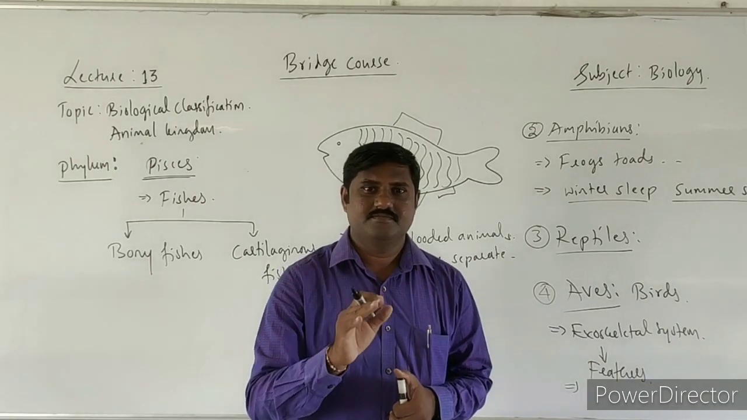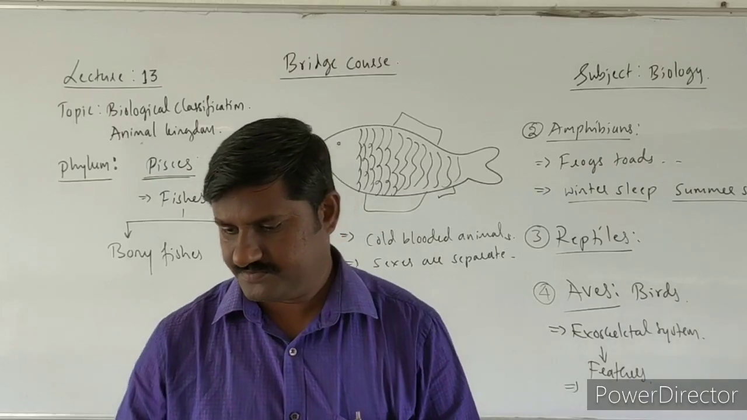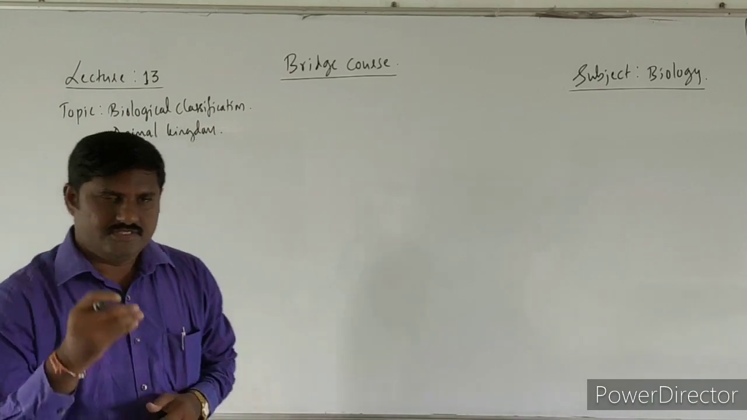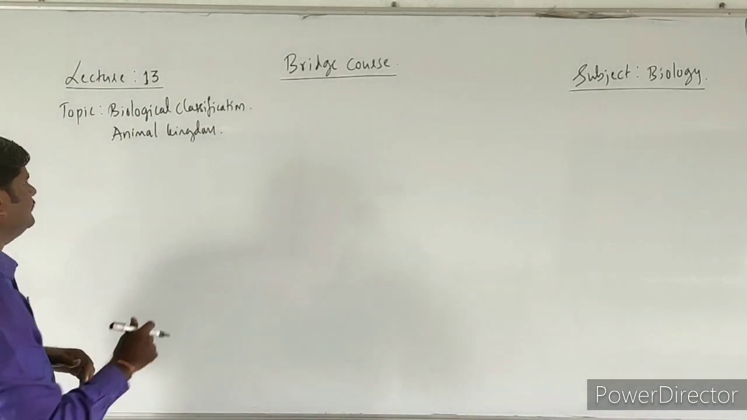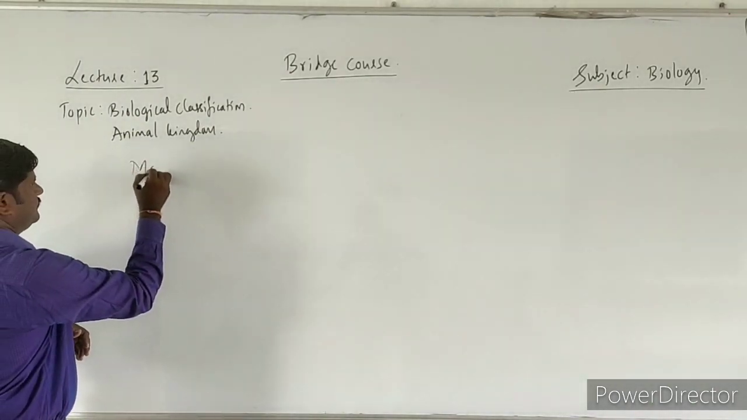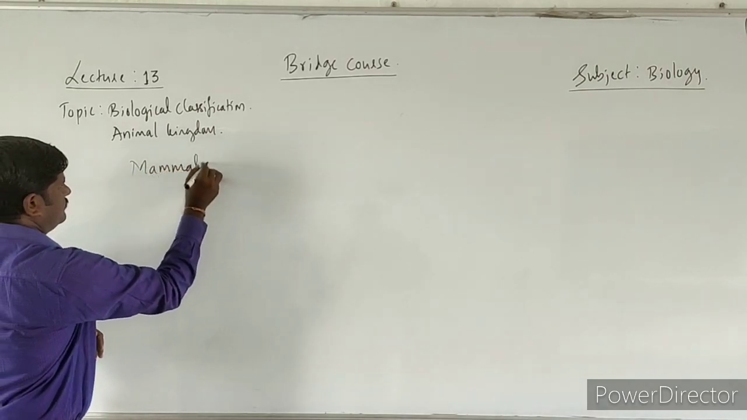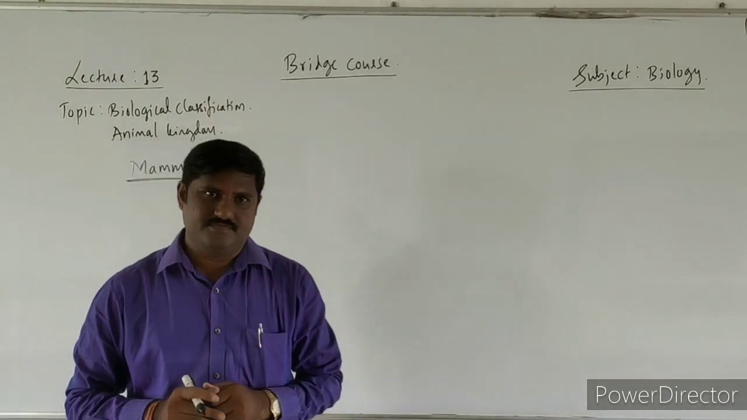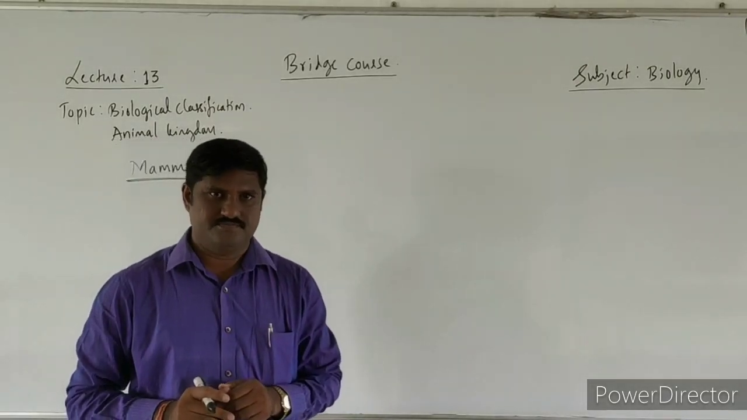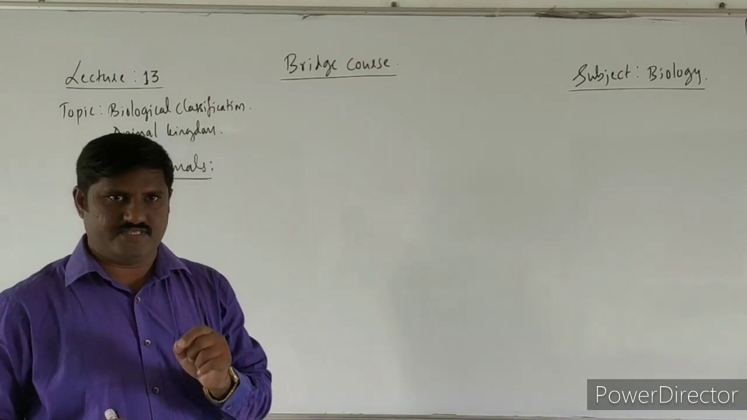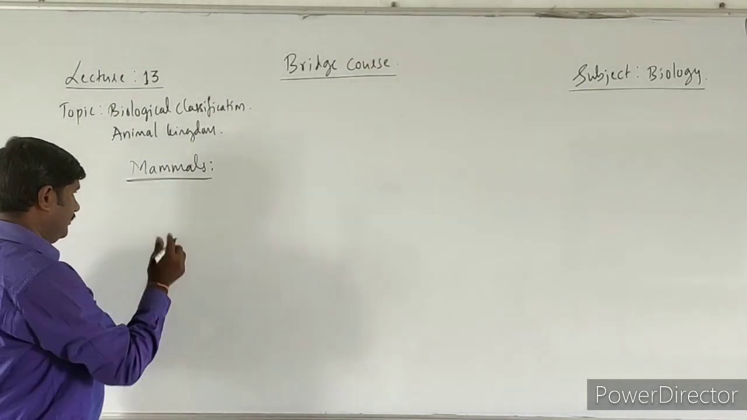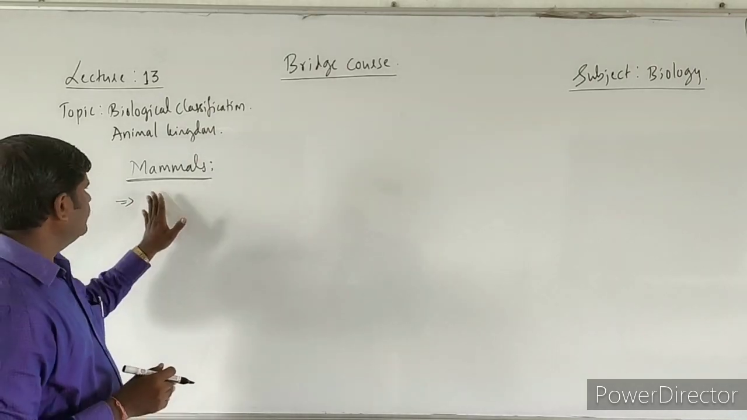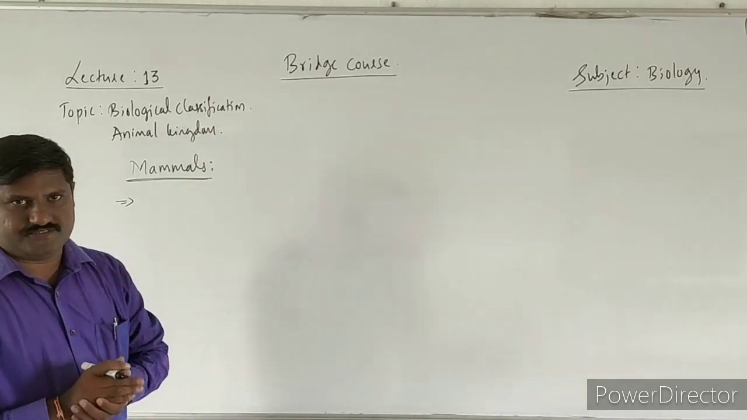And the last one is mammals. Yes, the last group of animals is mammals. You have even studied mammals in the previous class. Mamma means breast. Those animals which nourish their young ones with the help of breast are called mammals, right? So these animals have unique features.